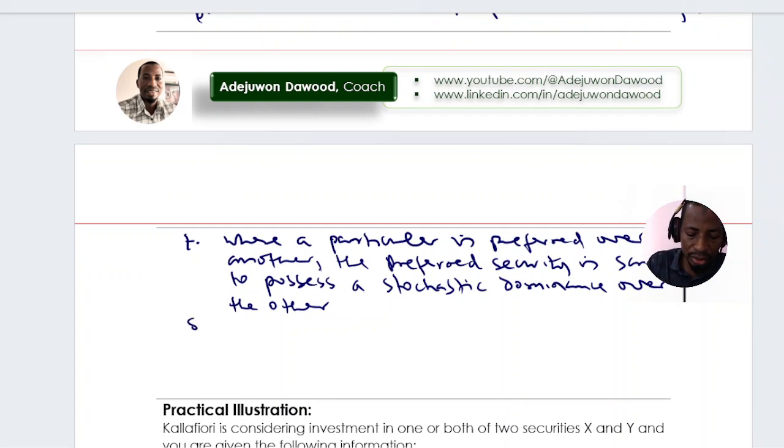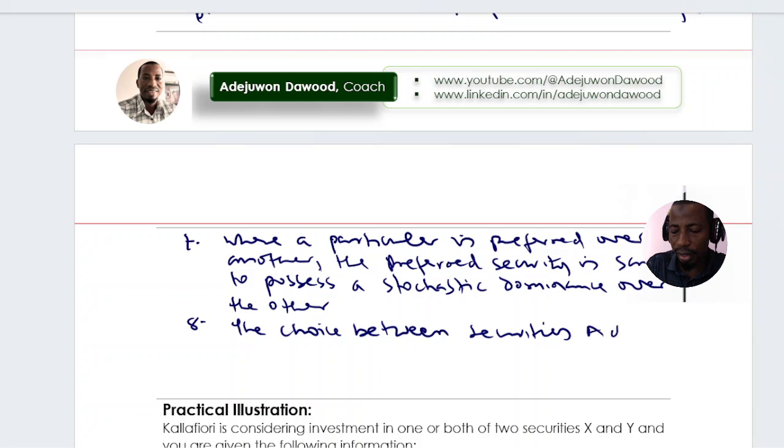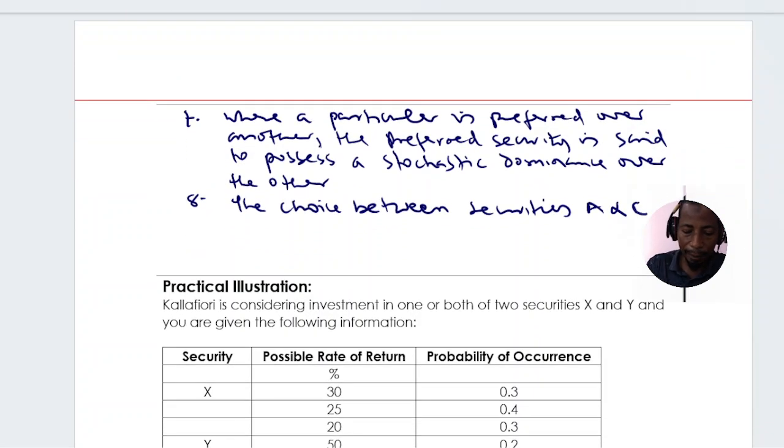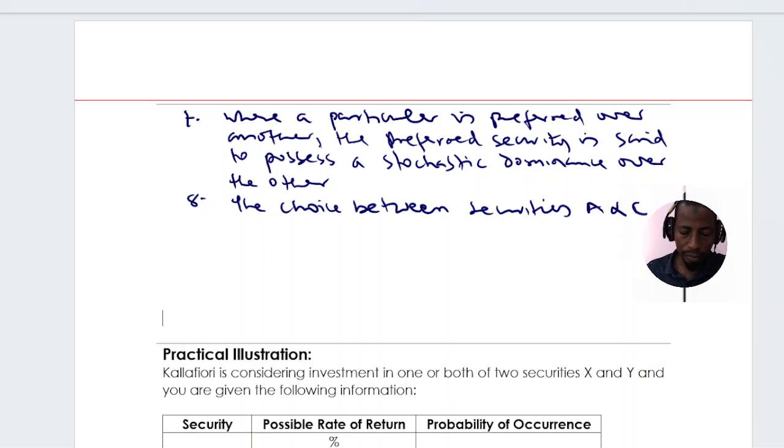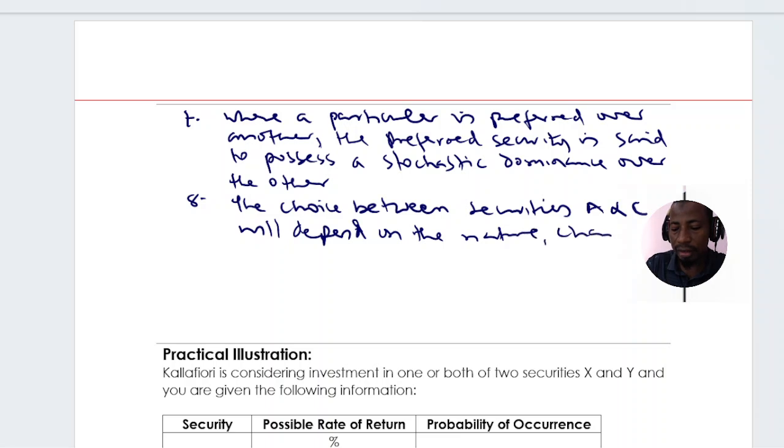Now, the choice is between security A and C. So the choice between securities A and C will depend on the nature, characteristics, and risk tolerance, risk appetites of the investors.